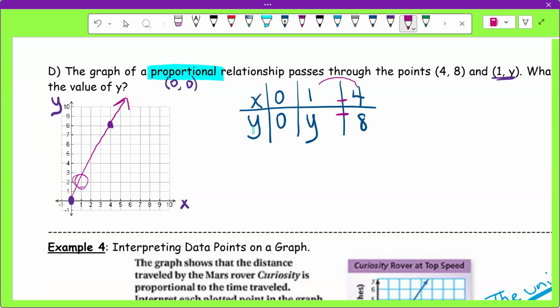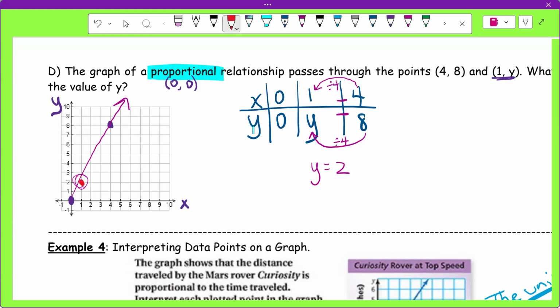Well, let's look. How do I get from 4 to 1? We would divide by 4, right? So what would y be in this case? y would equal 2. And if we look, 1, 2 is right here, which is pretty close to our line. Maybe your line was even closer than my line was.